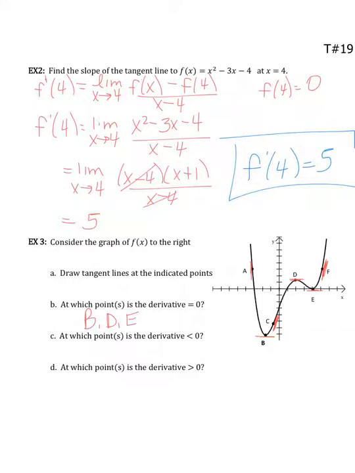At what point or points is the derivative less than 0? Where is the slope negative? Well, this guy right here would have a negative slope. That's point A. And finally, at which points is the derivative positive? Positive slopes are like this, so that's C and F. And that's what you'll be doing on the homework.